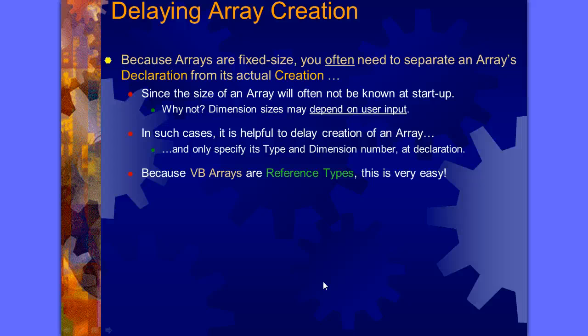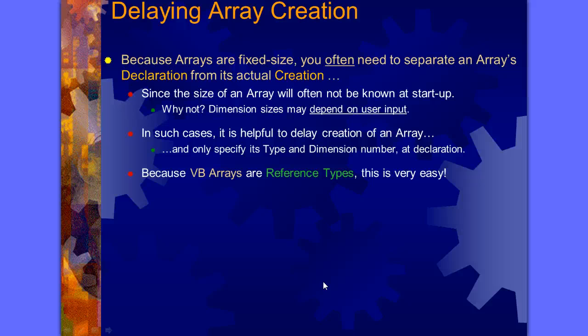Okay, next thing is delaying array creation. Because arrays are fixed size, you often need to separate an array's declaration from its actual creation. So what he means is, if you just declare it, you don't actually have to say how big it's going to be. And by big, I mean the size of each dimension, not how many dimensions it has. You do have to say how many dimensions it has, but you don't have to say how big each of those dimensions has to be.